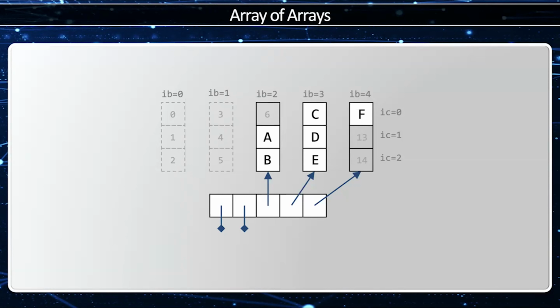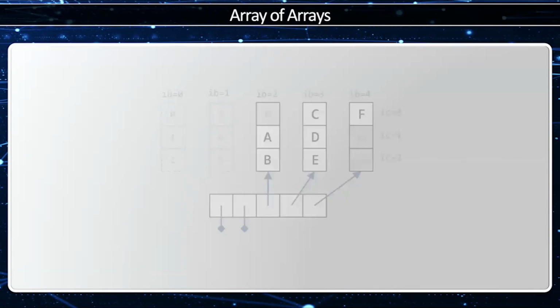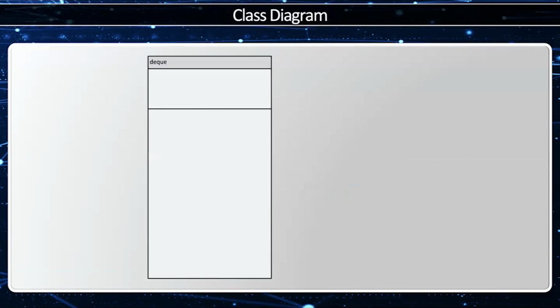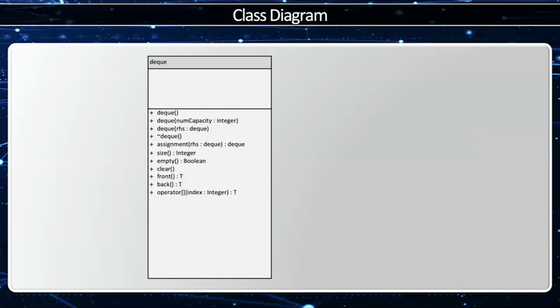Now, let's take a look at the class diagram to see how we're going to implement this. First of all, we're going to start with a Deque, of course. And all containers have the same basic things: a default constructor, a copy constructor, a destructor, and an assignment operator. We also have a size, empty, and clear, and we expect these from pretty much every container. We're going to have a front, back, and square bracket operator.